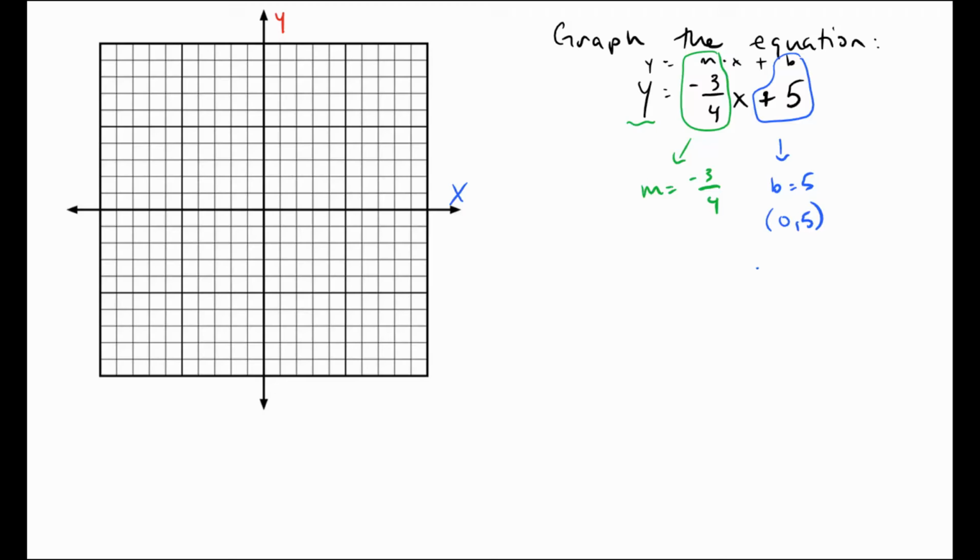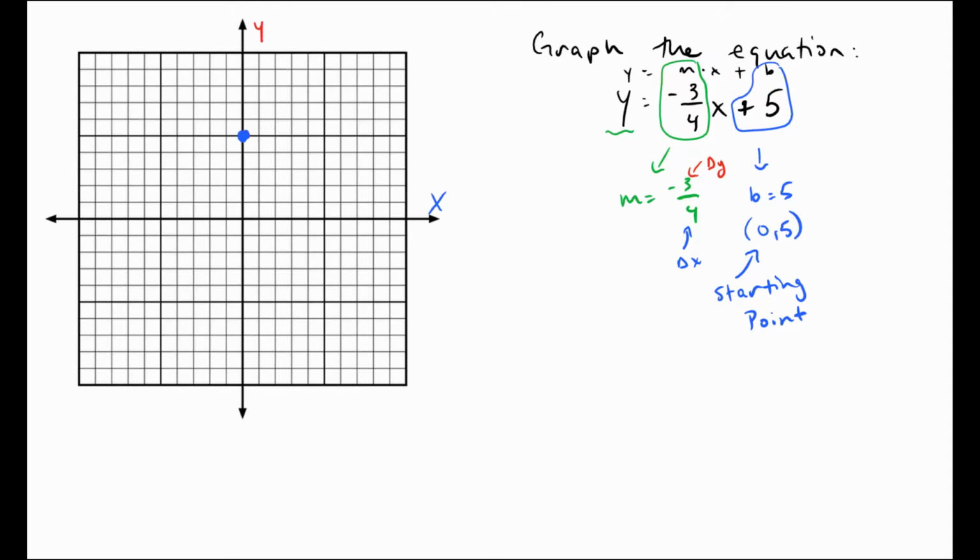Well, I'm going to go ahead and plot my starting point, (0, 5), and then I'm going to use my directions, which again are the change in y over the change in x, to find another point on the line. So my slope tells me that I'm going to travel down 3 and then to the right 4. Again, if they were both negative, then my slope would be positive, which it's clearly not. So that gives me 1 point.